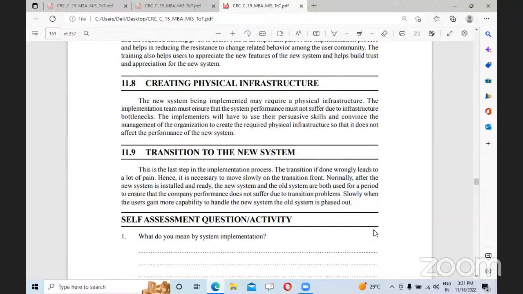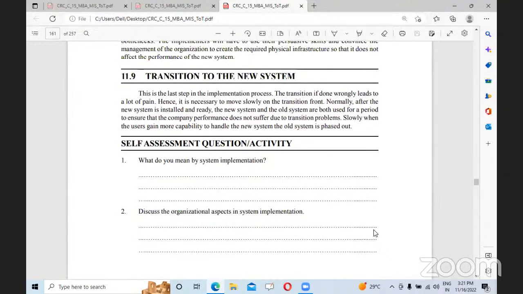Next point is transition to the new system. This is the last step in the implementation process. The transition, if done wrongly, leads to a lot of pain, and it is necessary to move strategically on to the new system.